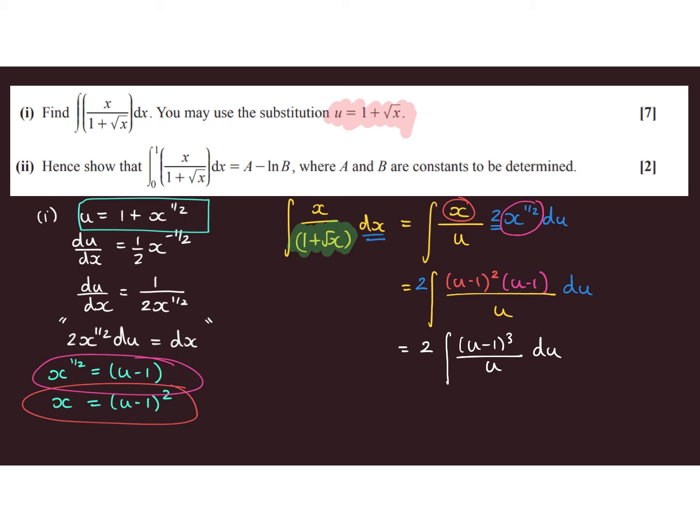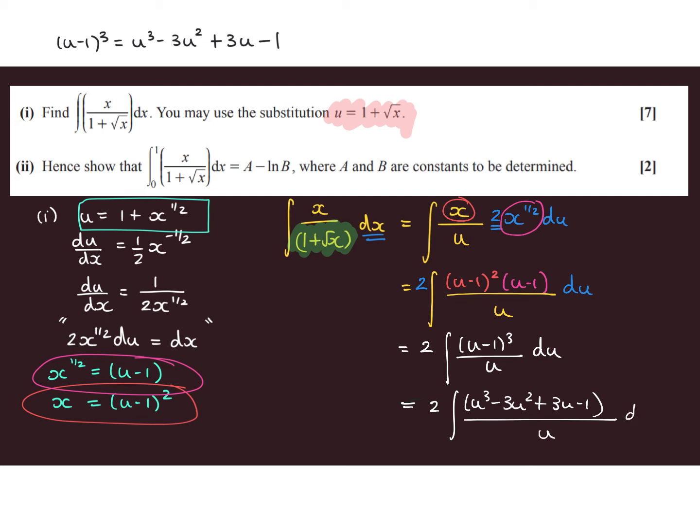So we need to make sure we can expand (u minus 1) all cubed, so you can do this as a triple bracket expansion, or you can do this using the binomial distribution. I'm not going to go through all of the steps here, but you end up with u cubed minus 3u squared plus 3u minus 1. So we have in our integral 2 the integral of (u cubed minus 3u squared plus 3u minus 1) all over u with respect to u. And then let's simplify everything. So this becomes the integral of u squared minus 3u plus 3 minus 1 over u with respect to u.